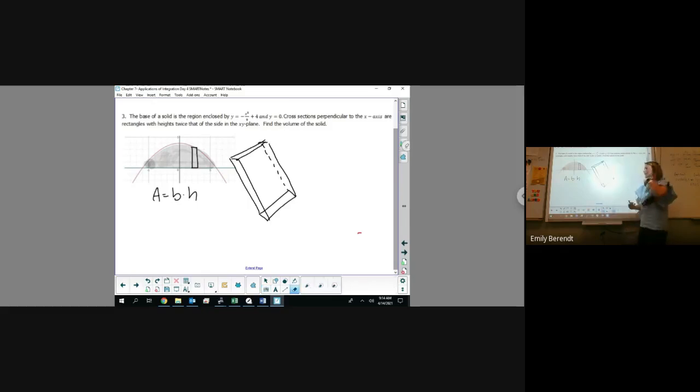All right, so the height of the rectangle is twice, no, twice this. So this is the base, and this is the height of our rectangle, and the height is twice the base. Are you with me? Okay, so the height is 2b, so b times 2b.